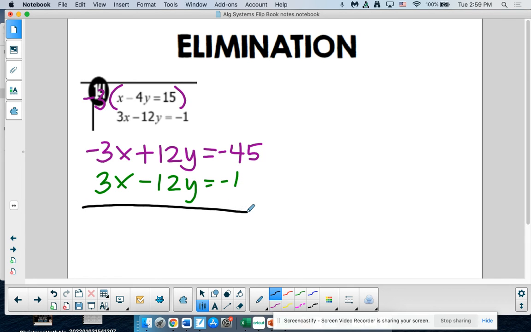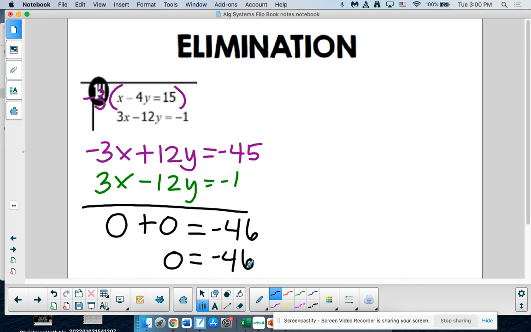Add them together. Negative 3x plus 3x, well, that's 0. Negative 12y, or 12y minus 12y, that's another 0. And then negative 45 plus negative 1 is negative 46. Well, we know 0 plus 0 is 0. Is 0 equal to negative 46? Heck no. No solution.